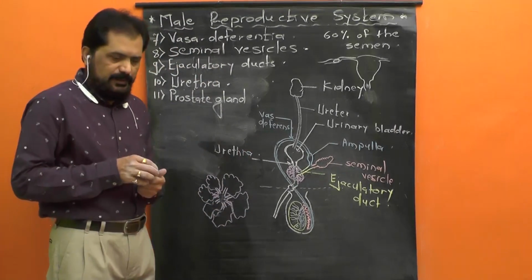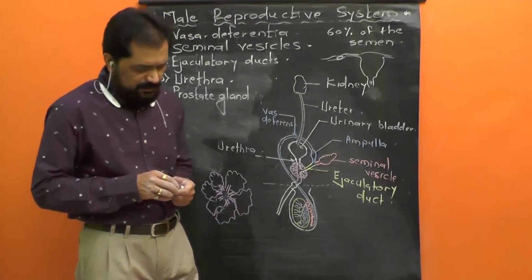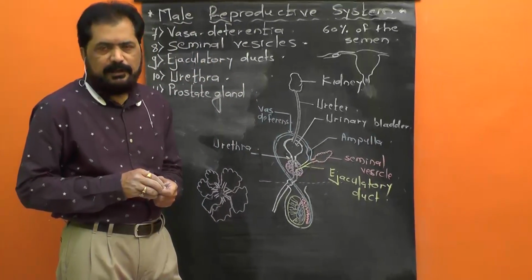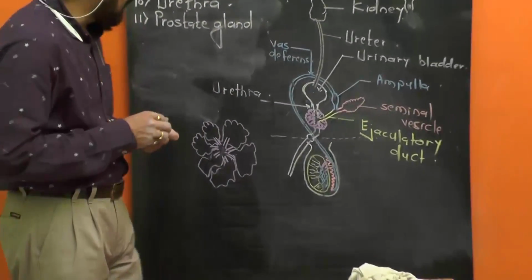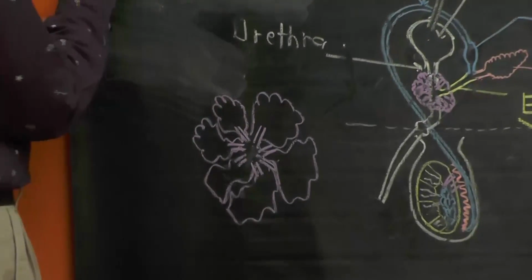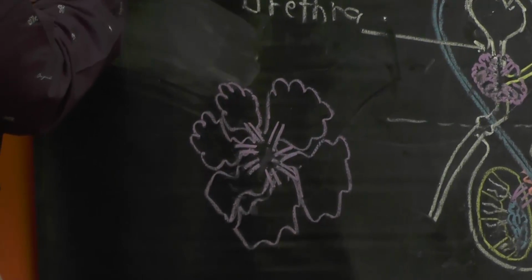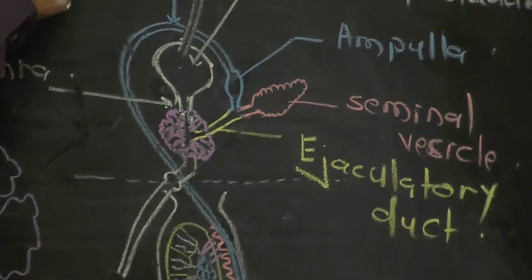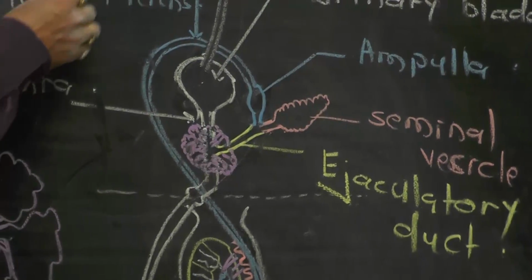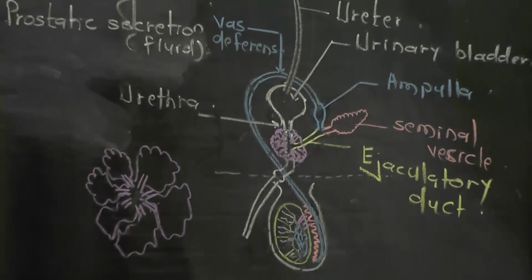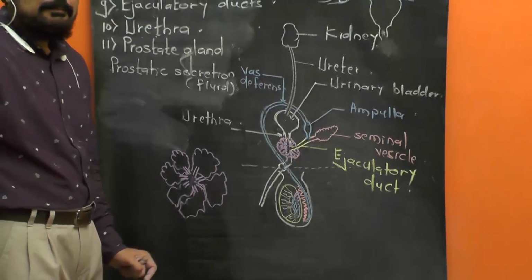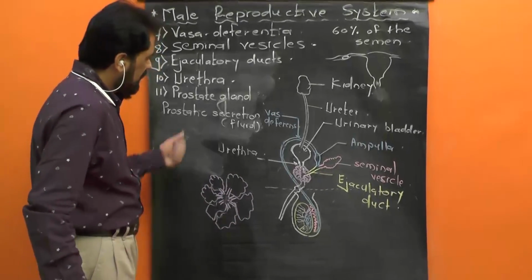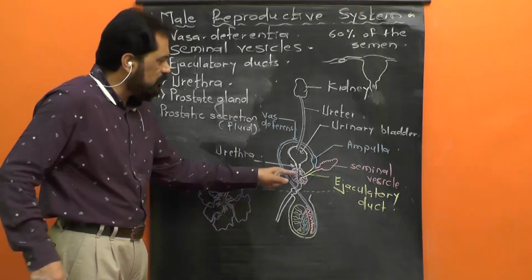The prostate gland is responsible for the secretion of slightly milky, thin and slightly acidic material known as prostatic fluid or prostatic secretion. Prostatic fluid. I said that this prostatic fluid is thin, milky and slightly acidic in nature. It is released, it is poured into the urethra.